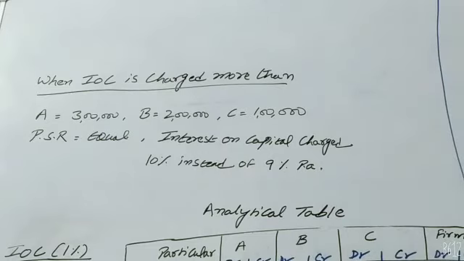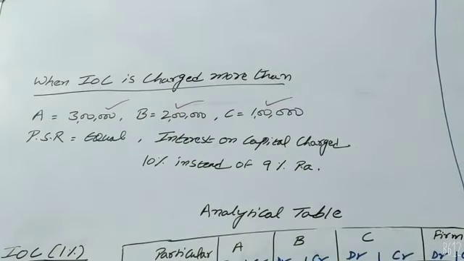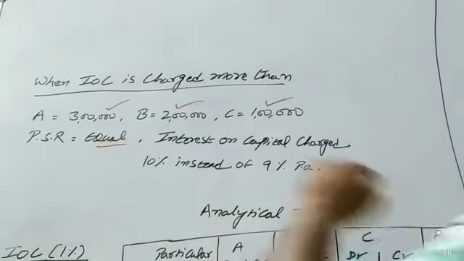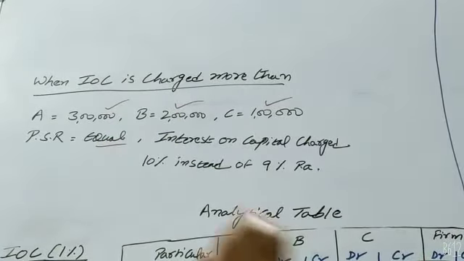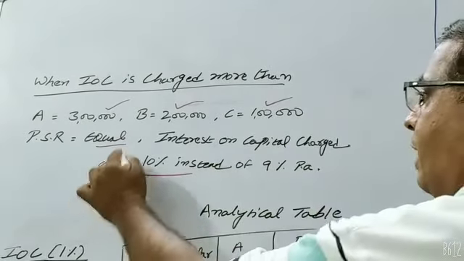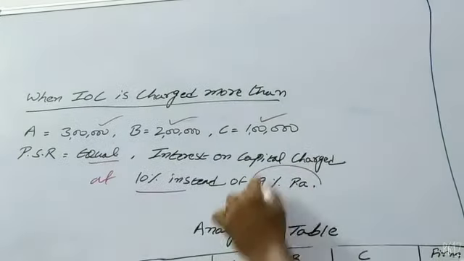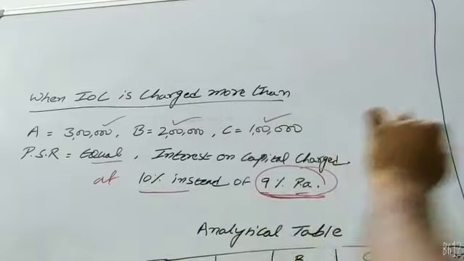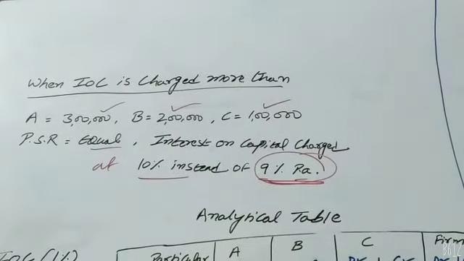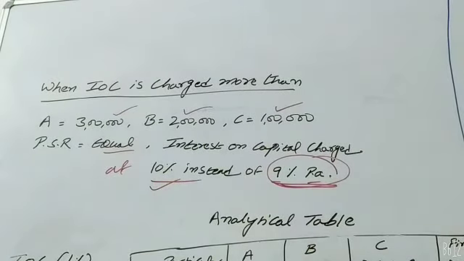Let's take an example. A, B and C are partners with their capital of 3 lakh, 2 lakh and 1 lakh. Their profit sharing ratio is equal. Interest on capital is to be charged at 9%, but is charged at 10%. So actual interest on capital to be charged was 9%, but by mistake we have charged at 10%, means 1% extra interest on capital has been charged.